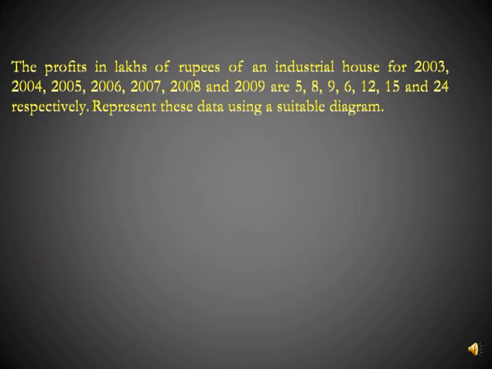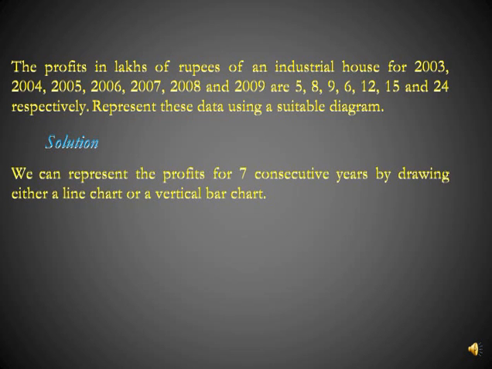Let's do a question. The profits in lakhs of rupees of an industrial house for 2003, 2004, 2005, 2006, 2007, 2008 and 2009 are 5, 8, 9, 6, 12, 15 and 24 respectively. Represent these data using a suitable diagram. Now, we can represent the profits for 7 consecutive years by drawing either a line chart or a vertical bar chart. Let's see how we'll do it.